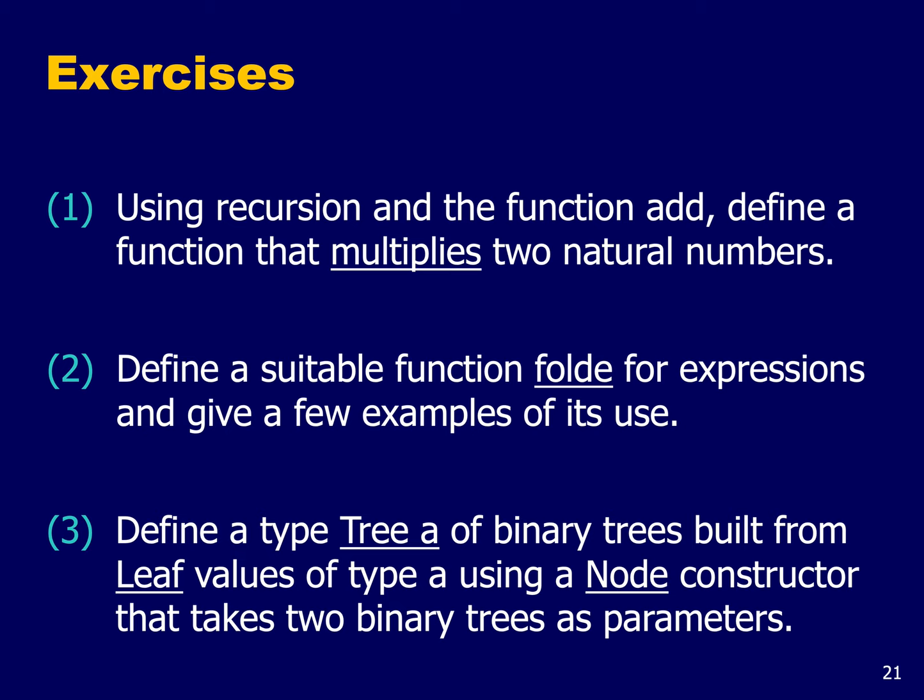The second exercise, I'll probably leave this one to yourselves to figure out, define a suitable folding function for expressions, I've called it foldE, and give a few examples of its use. That's a really nice exercise. And then the last one here is to define a type of binary trees. So what I'd like you to do is define a type tree A of binary trees built up from leaf values of type A, together with a node constructor that takes two binary trees as parameters. So binary trees have leaves and they have nodes with two subtrees. And this is a type of parameterized trees where the leaves have values of type A. So we'll see in a moment how to do that on the iPad.